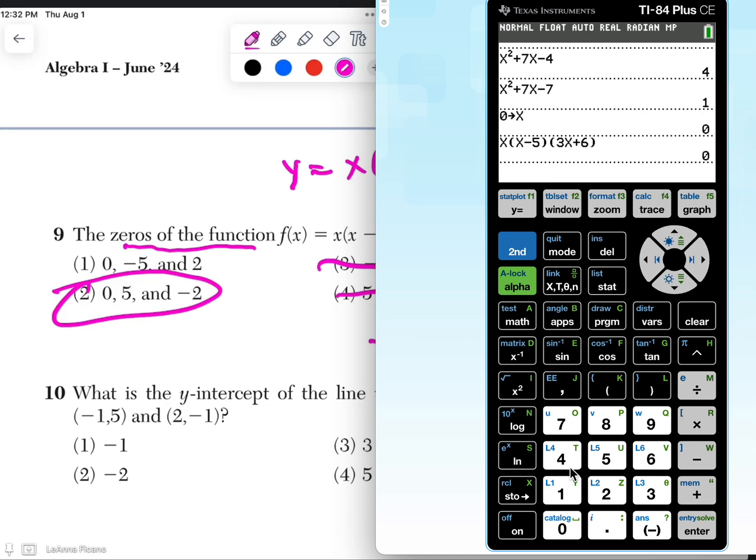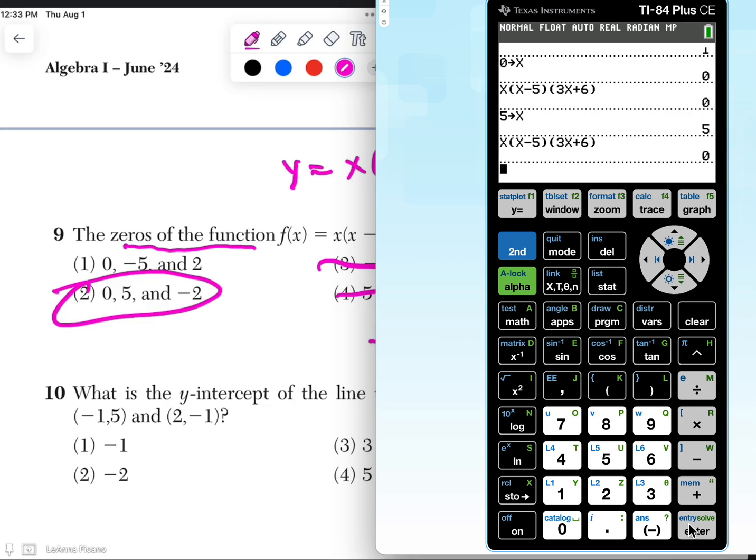Okay, so I'm going to try it as x is 5. So I'm going to hit 5 store x. Okay, now my x is 5. I'm going to go up and highlight this expression and hit enter. Okay, that's how you copy and paste the expression. After I hit enter, I already stored x is 5. I hit enter again. Okay, when x is 5, y is 0.